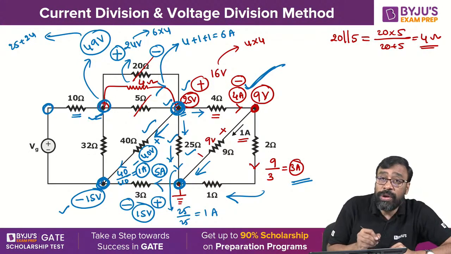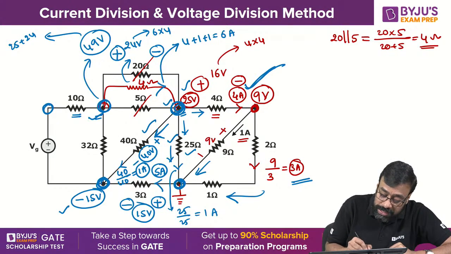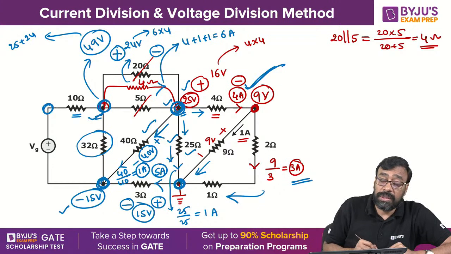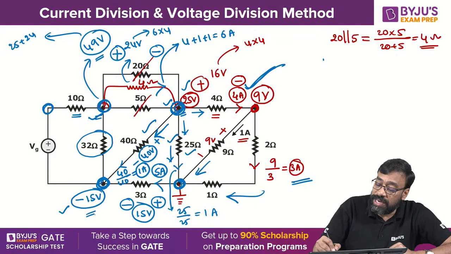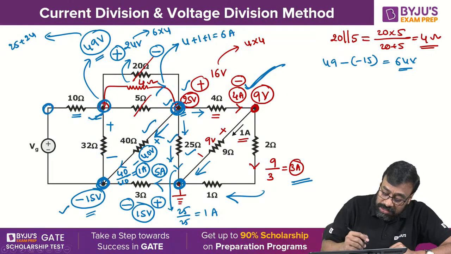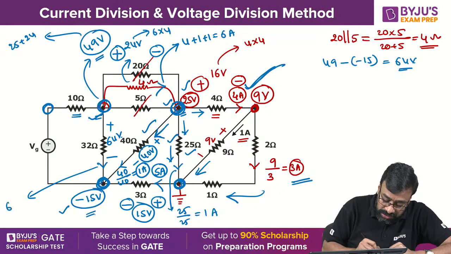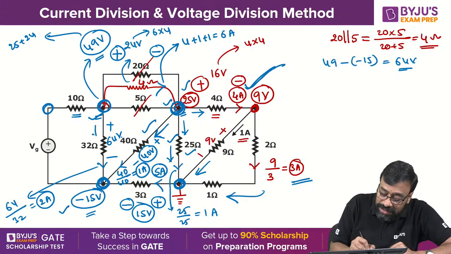If you want to know the current flowing through 10 ohm, you must know the current flowing through 32 ohm also. Already this is 49 volts and this is minus 15 volts. So 49 minus of minus 15 is nothing but 64 volts. Therefore, the voltage across this particular element is 64 volts. Finally, the current here is 64 by 32, nothing but 2 amperes. So 2 amperes is leaving.